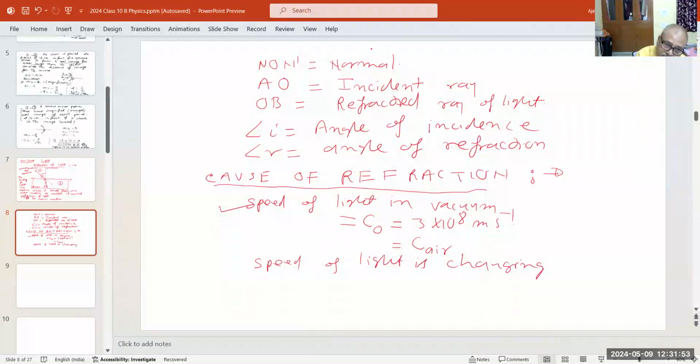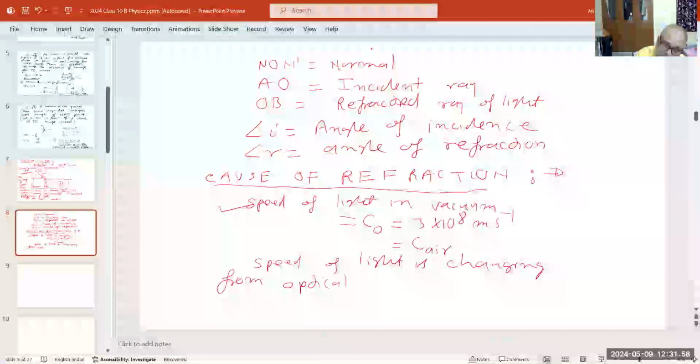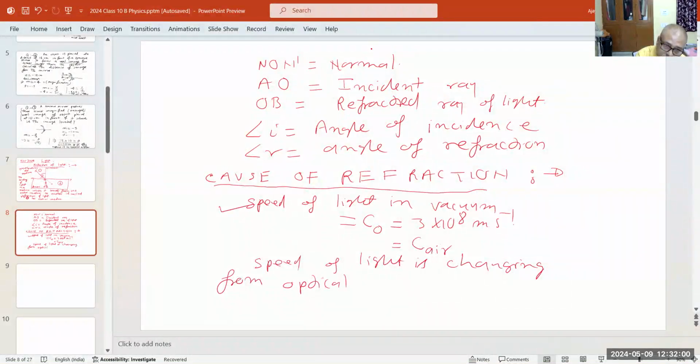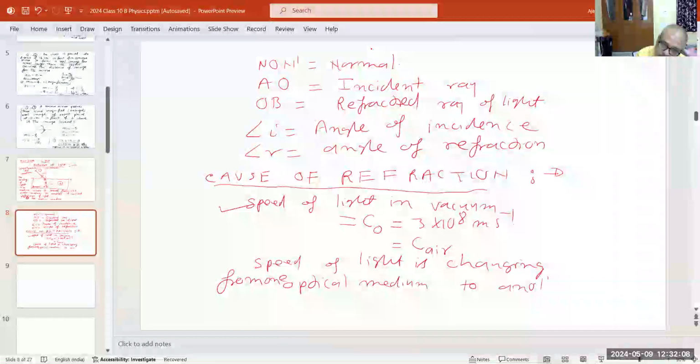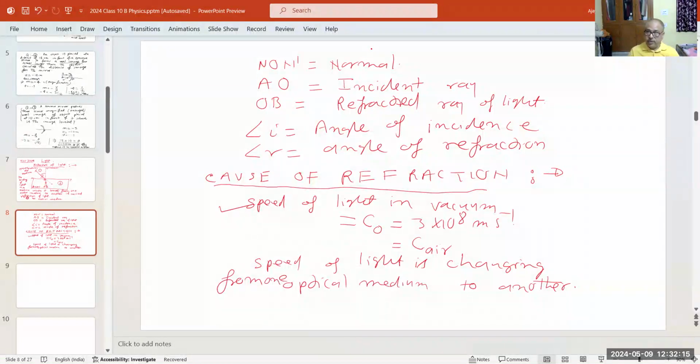Speed of light is changing from one optical medium to another. The speed of the light is changing. Medium is changing is a common understanding. If you are saying medium is changing, so refraction is taking place.